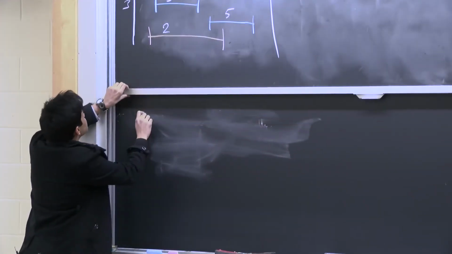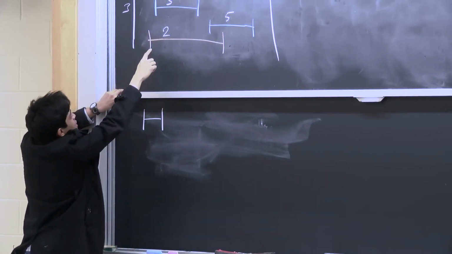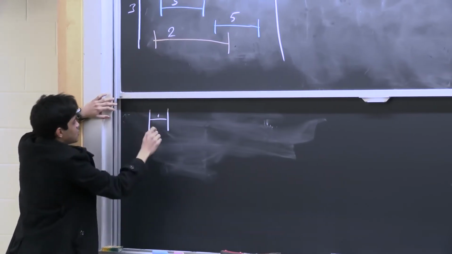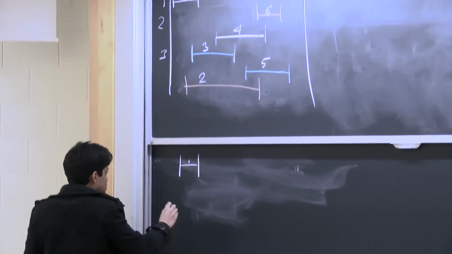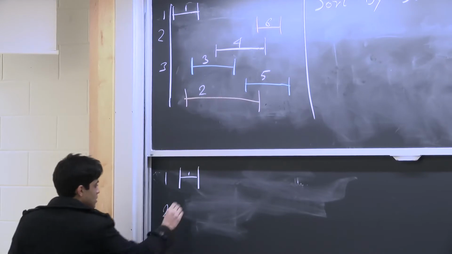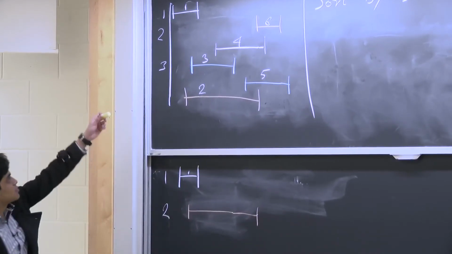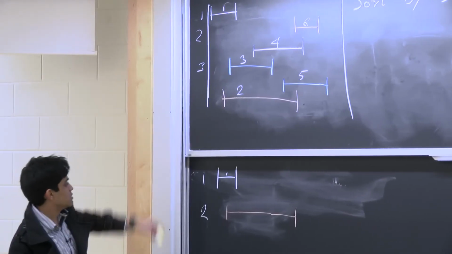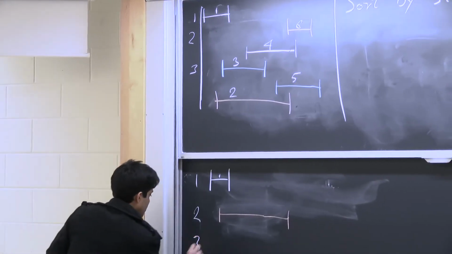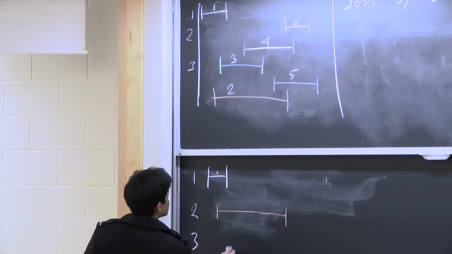Then first you go for 1, then you go for 2, and 2 intersects with 1, so you put 2 into a new clone. This is clone number 1, and you have to create a new clone for 2. And there we go. Then you go to 3. 3 clashes with both 1 and 2, so you have to create a new clone again. So in that case, you go forth and create clone 3.